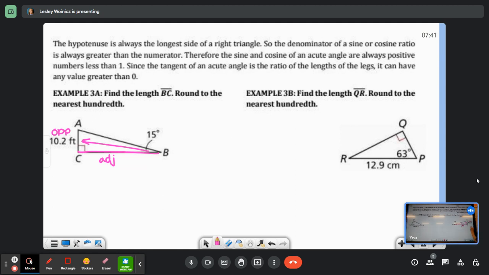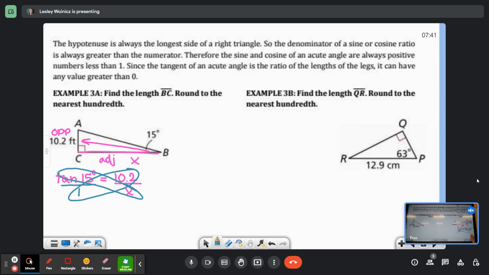So we want to say that the tangent of 15 degrees equals our opposite, which is 10.2, over our adjacent. Let's call this x. Okay, now I can cross multiply, and this has a 1 under it, right? So I can multiply these two together and these two together and get a true equation.